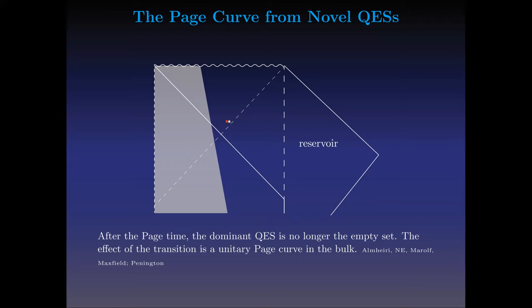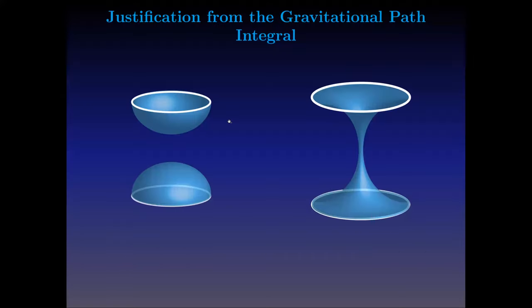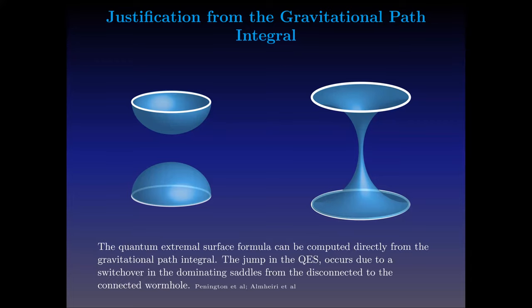And so the downturn in the Page curve can be viewed as a transition between the empty set and this new quantum extremal surface. This was justified, again, there've been quite a few mentions of this already, so I'll just spend one slide on it because it's hard not to mention it in this connection. This can be justified from the gravitational path integral. So this formula and the jump in the quantum extremal surface from the empty set to the non-trivial surface, or if you're working with a two-sided black hole from the bifurcation surface to a new quantum extremal surface, can be justified using the gravitational path integral.